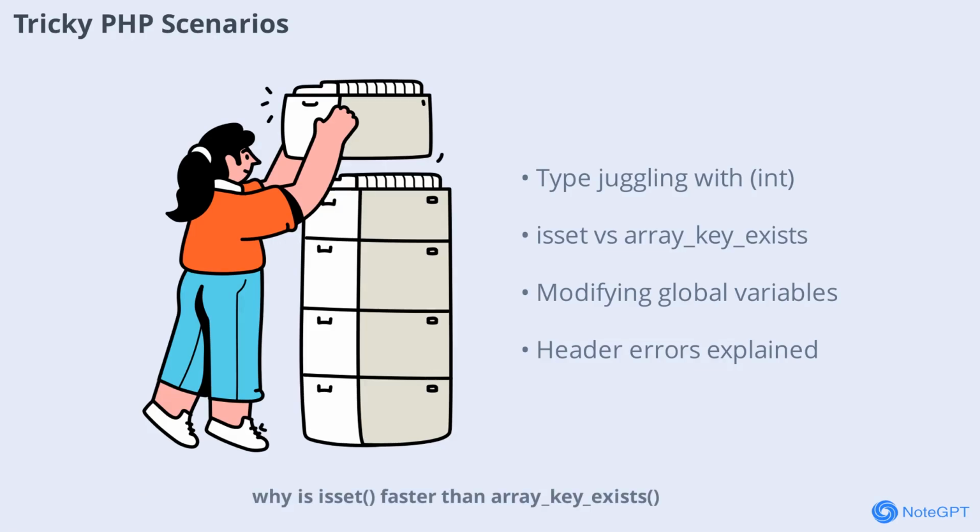Another classic: why is isset faster than array_key_exists? Because isset checks both existence and non-null value directly, while array_key_exists only checks for the key. Think of checking if a light is on versus just checking if a switch exists.